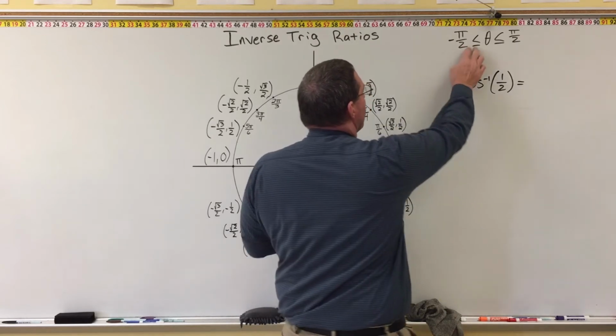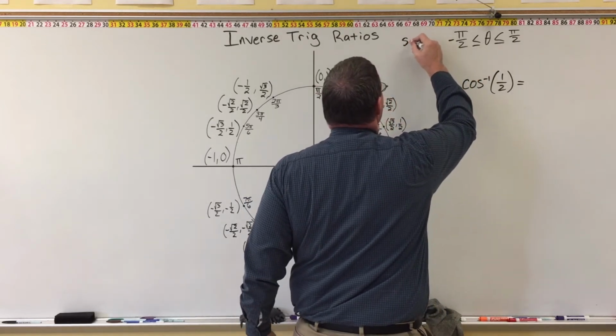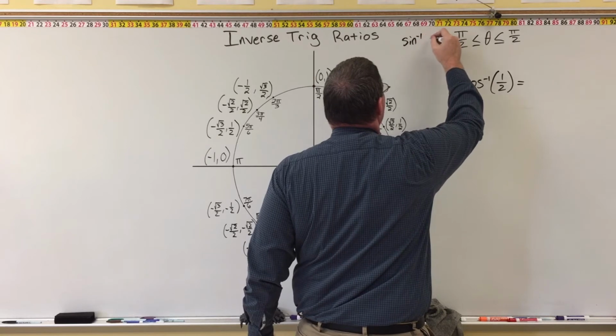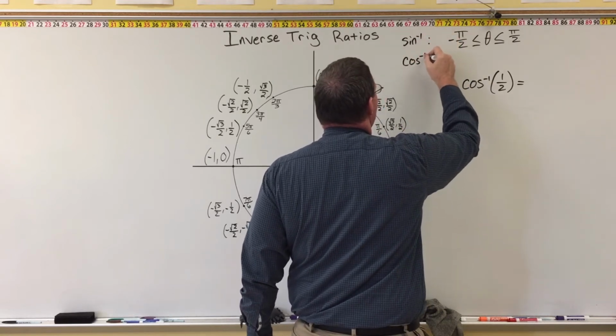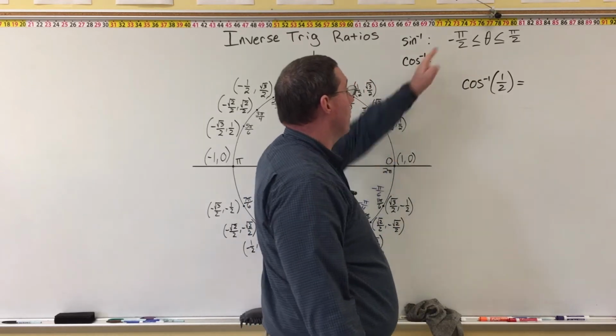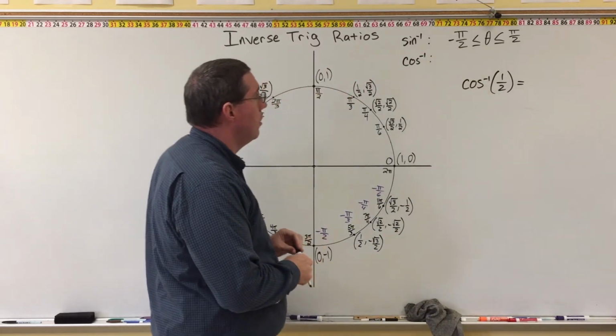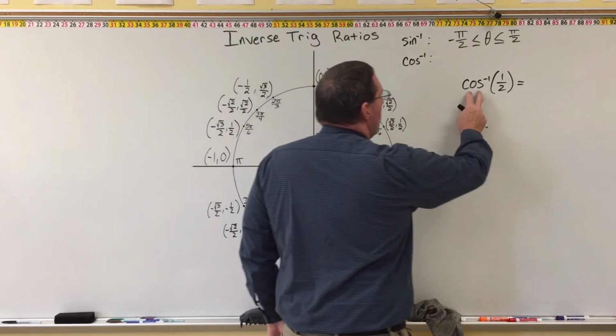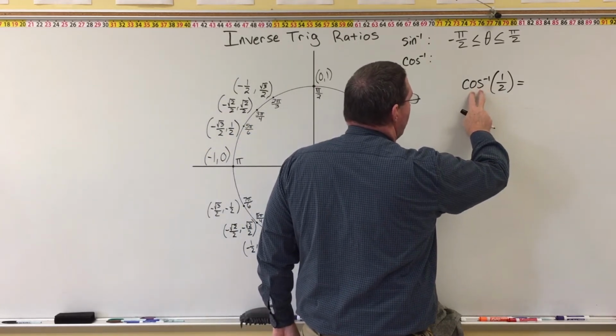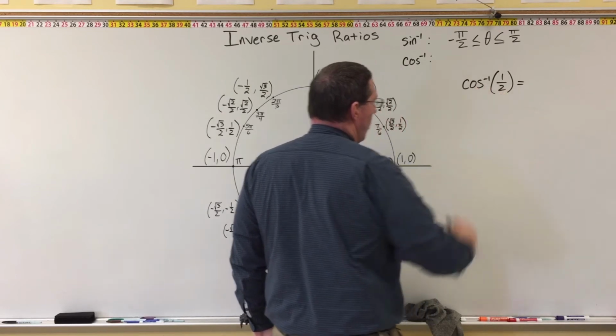By the way, up here, this is for sine inverse. Cosine inverse is going to have its own, a different one. It's not negative pi over 2 up to pi over 2. So cosine, what theta angle has an x coordinate of 1/2?